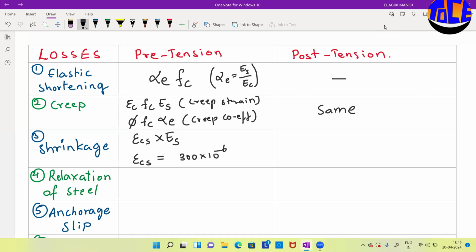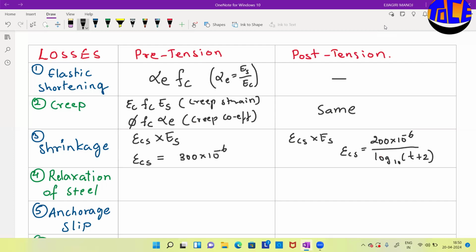Okay, and for post tension, the same formula we are going to use, but the ultimate shrinkage strain value changes here. The ultimate shrinkage strain will be equal to 200 into 10 to the power of minus 6 divided by log 10 t plus 2. Okay, so this is the formula you are going to use.